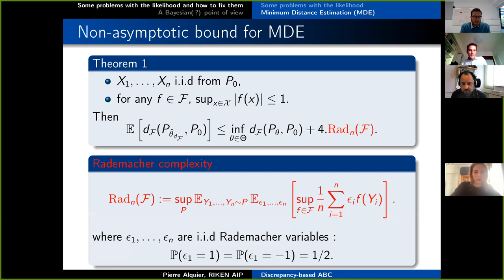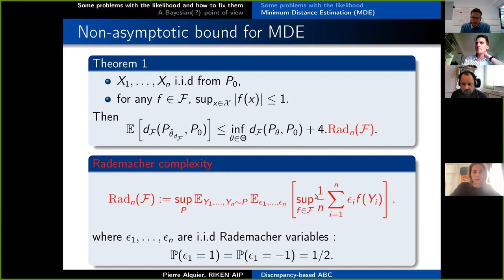So you take 1/n times the sum of epsilon i, which is a random sign, called a Rademacher random variable, +1 or -1 with probability 1/2, times f of yi. Okay, so obviously if you consider this for a fixed f, in expectation it will be equal to zero. The problem is that here we will consider the supremum over a class F.